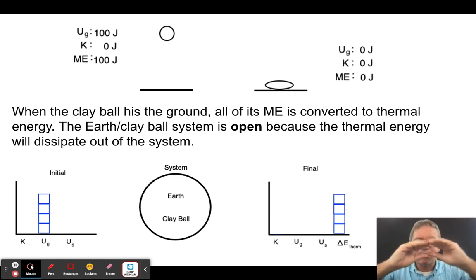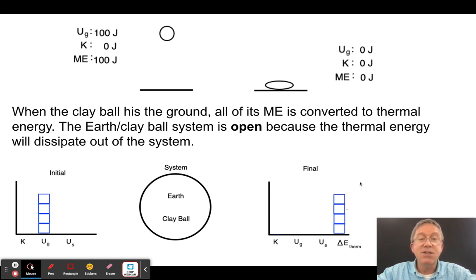But let's take a look at what happens when the clay ball hits the ground. Its kinetic energy goes to 0, and its gravitational energy goes to 0, so its mechanical energy goes to 0. What's going on here? Now I have an open system because my mechanical energy went from 100 to 0. Basically, the atoms in the clay ball are now moving with 100 joules worth of thermal energy. The truth is, some of it also went into the ground, but I'm not thinking about that in this drawing.